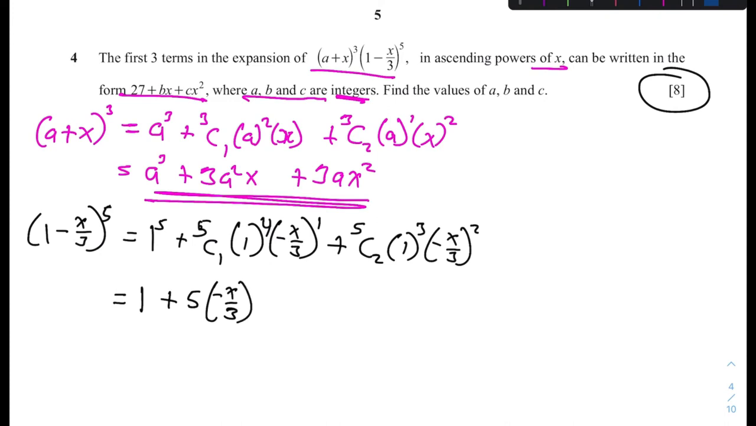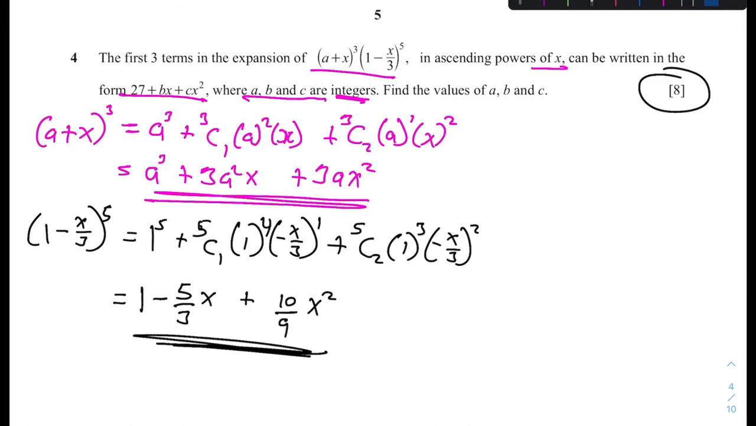So we can simplify this and write negative 5 over 3x, right? So negative 5 over 3x. All right, then the next one will become 5 combination 2, which is 10. So we have 10 here, and then we have over 9, and we have x squared. Okay, because if you get this as 10, this is 1, this is x squared over 9. So I mean, it simplifies to this. So these are the 3 terms here.